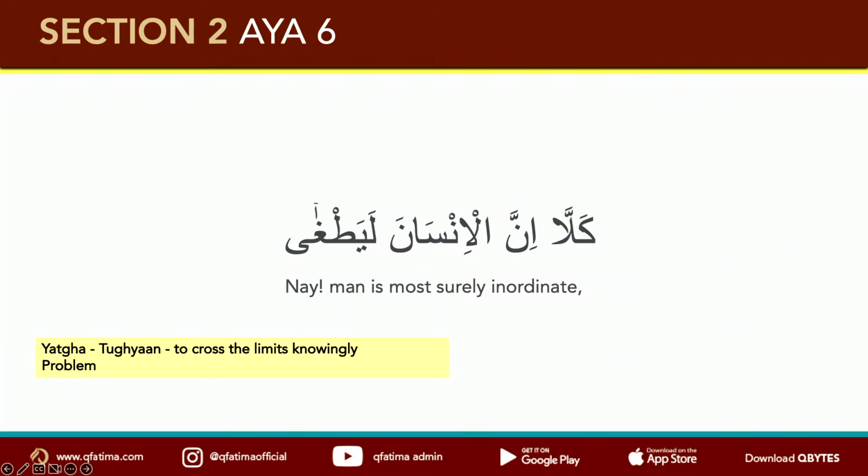Right, second section. So if you look at your book, it says why you don't learn and why you don't read divine guidance. It says, Kalla, innal insana layatgha. It tells you why the human being does not reach his full potential, why he doesn't want to learn, because he crosses the limits knowingly. It's too difficult for him. It's easy to do things the way he wants, right? It's a problem. He rebels.